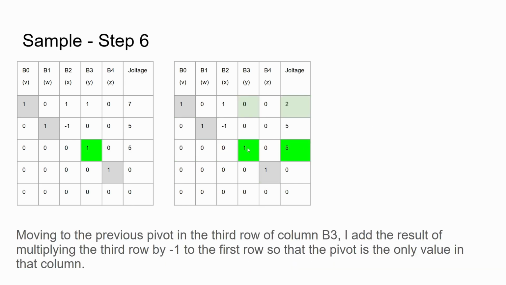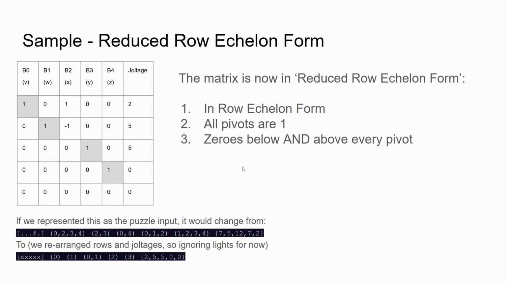For the next higher pivot, I do the same thing. I subtract this row from row 1 to get 0 in that column, and that lowers the joltage from 7 to 2 because I subtract 5 from it, and makes this 0, so 1 is the only value in this column for button 3. There's nothing else I can do. This row already has zeros above, and there's nothing above this pivot.